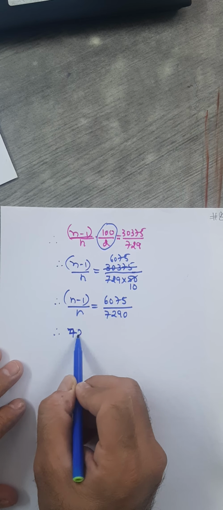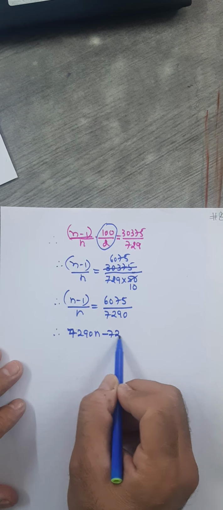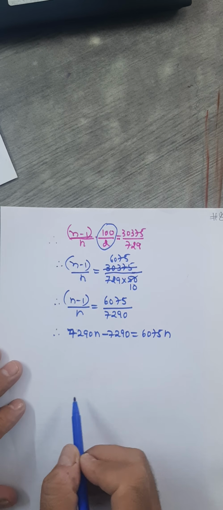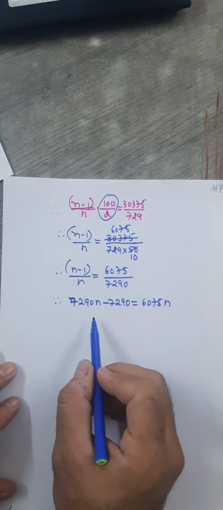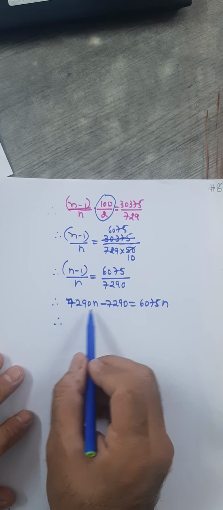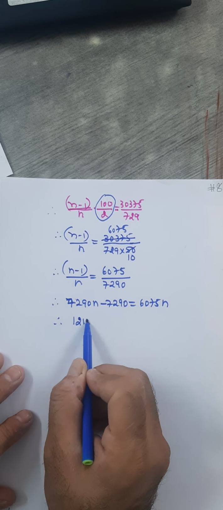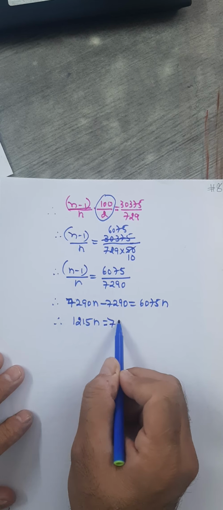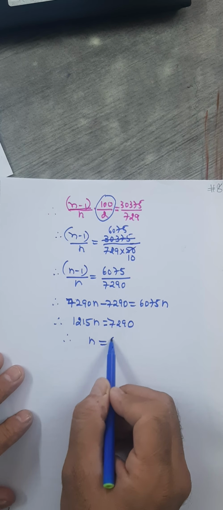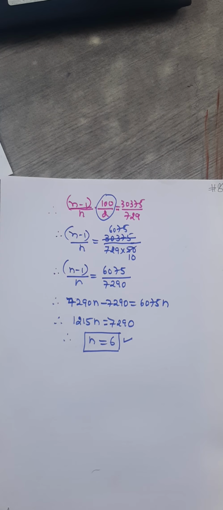So 7290 into n minus 7290 equals 6075 into n. Let's simplify. If I take this one on the other side, 1215n equals 7290. From this you'll get n equals 6. Fine.